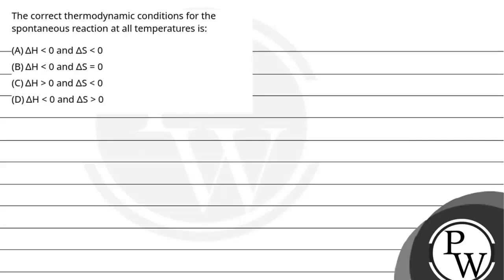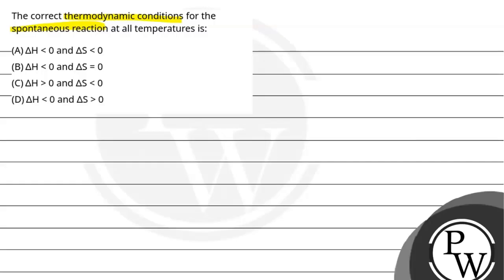The question says the correct thermodynamic conditions for the spontaneous reaction at all temperature is. चार options दिए गए हैं A, B, C and D. Option A says delta H, that is change in enthalpy, is less than 0 and delta S, that is change in entropy, is less than 0.